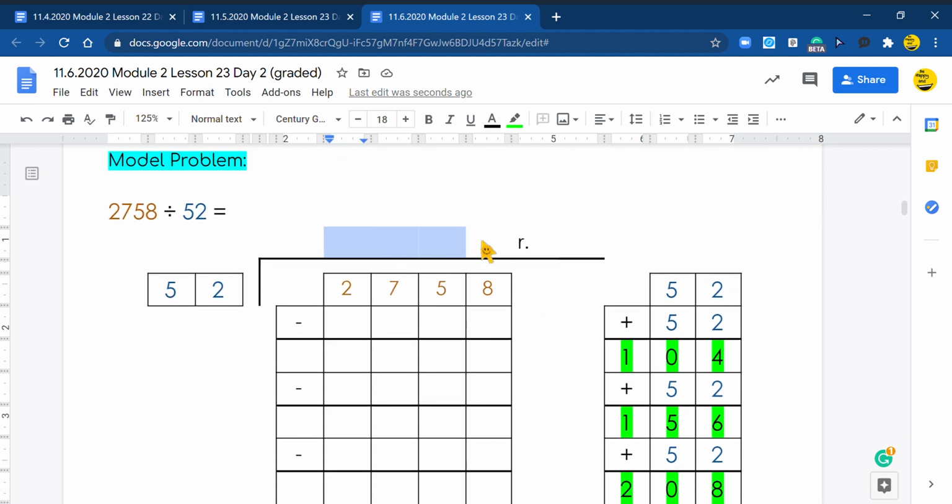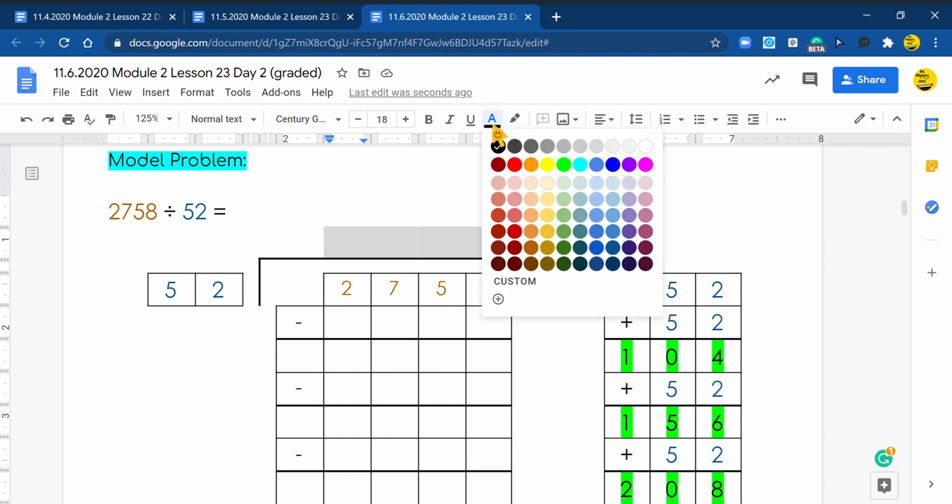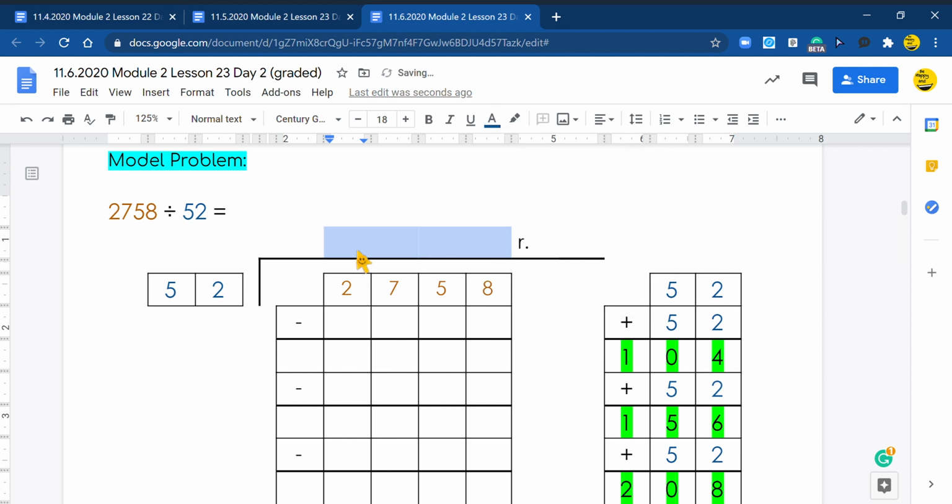And right here, I'm going to get it set up so that I have the right color. So again, I have a 2-digit divisor, so I'm going to look at the first 2 digits if possible. Can I pull 52 out of 27? No, so I'm going to have to put a second 0 because I cannot pull 52. So now I'm going to look at the first 3 digits, 275.